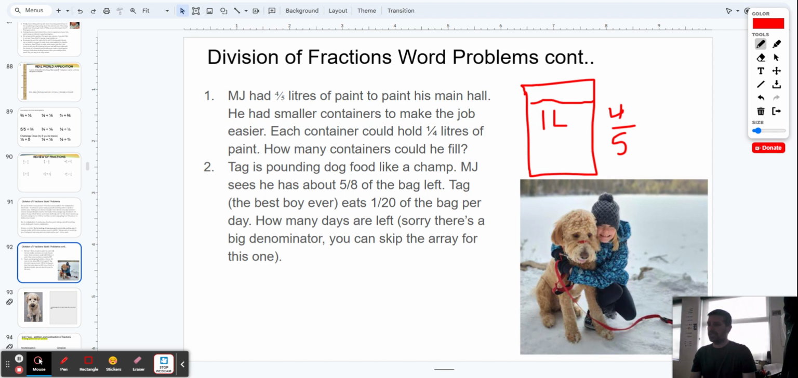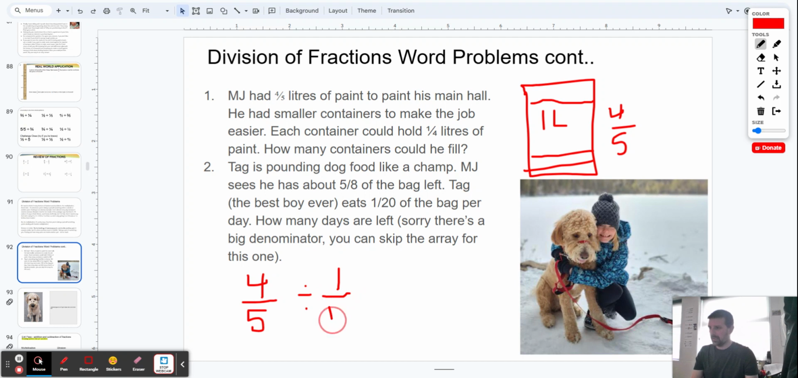So basically what I'm saying is, how many times can I get 1/4 of a liter out of this 4/5? So I'm going to take a little bit and that's going to be a quarter. I'm going to take a little bit more and that's going to be a quarter. I'm trying to find out how many quarters fit inside 4/5, okay? So if I'm writing this out as a division question, it starts as 4/5 because that's the start of the story. The start of the story is I've got 4/5 of a liter, okay? And then I'm dividing that up into quarter liter parts. So I'm trying to say, how many quarters fit inside a 4/5?